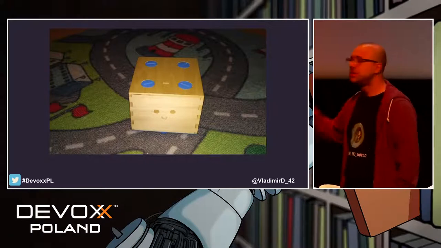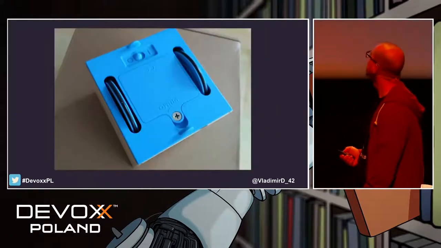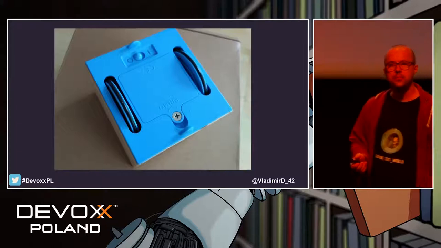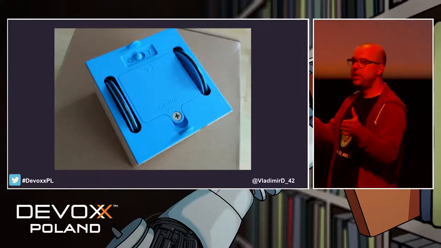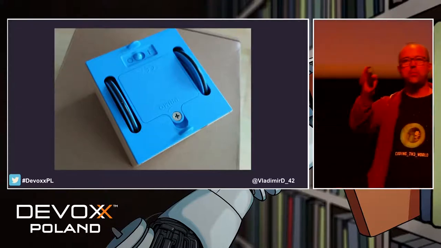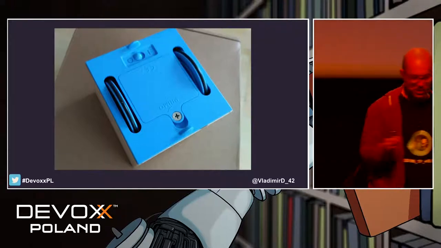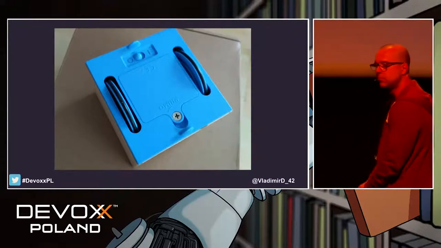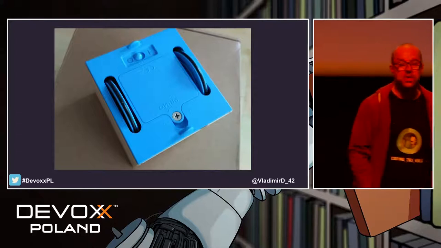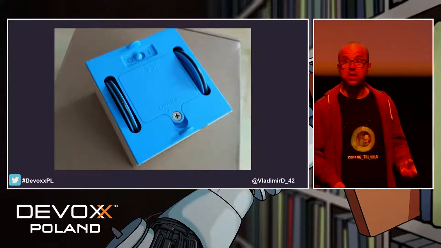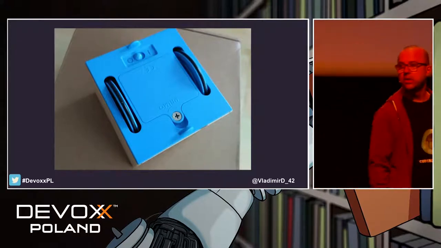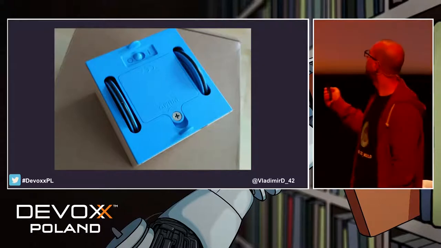It works on batteries, and basically this is how it looks from below. There are two wheels which allow Cubetto to go forward, go backward, and actually turn in place, like a tank. It's a very simple design, a very effective design, that's why they built the tank that way. And again, what more do you need?